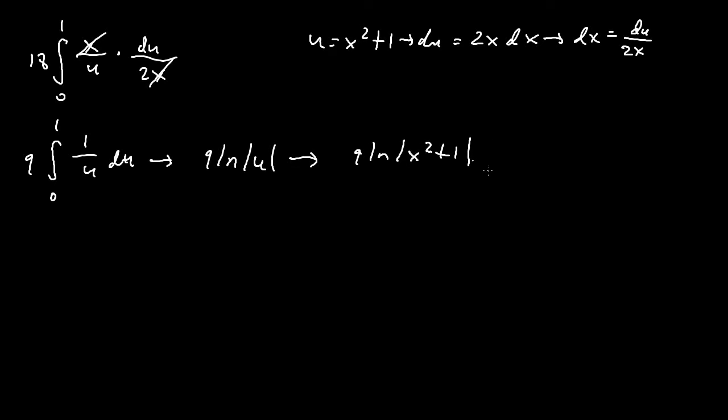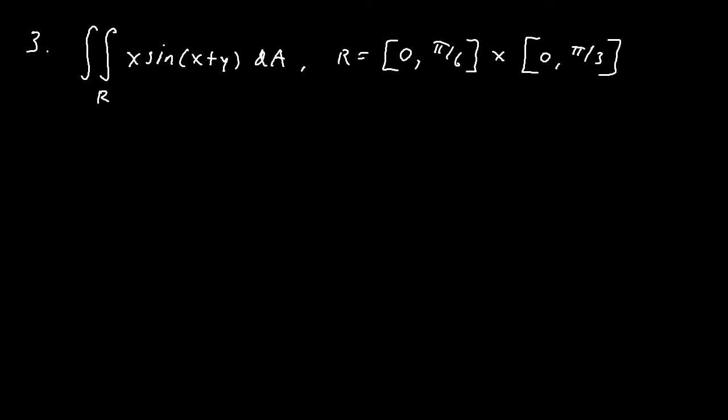So now let's go ahead and evaluate it from 0 to 1. So when I do that, we'll get 9 times the natural log of 1 squared plus 1, that's 2, minus, when I plug in 0, 9 times the natural log of 0 plus 1, which is 1. Natural log of 1 is 0, so that will cancel, and so we're left with 9 times the natural log of 2.